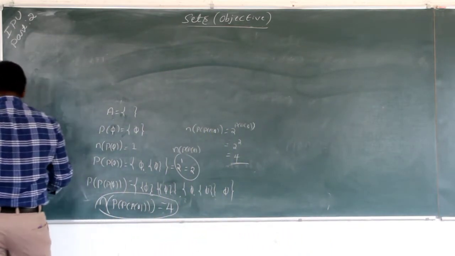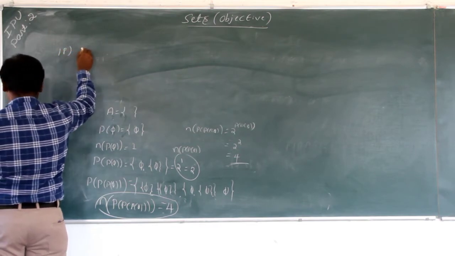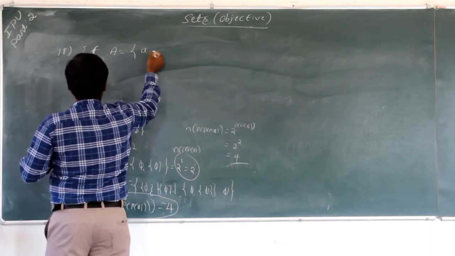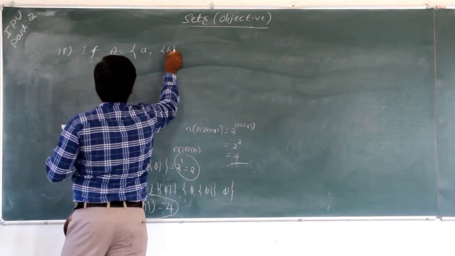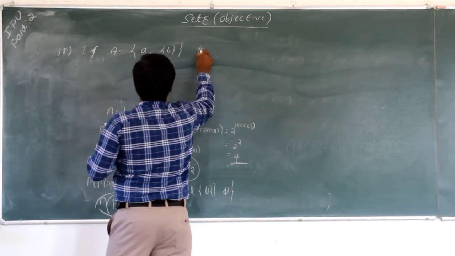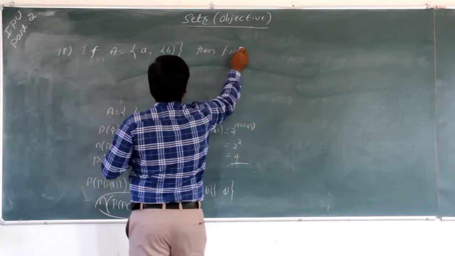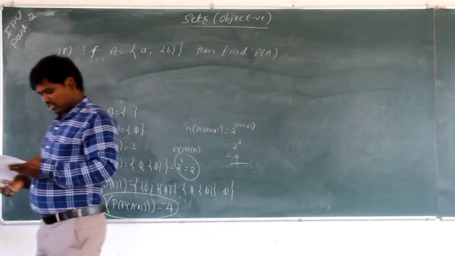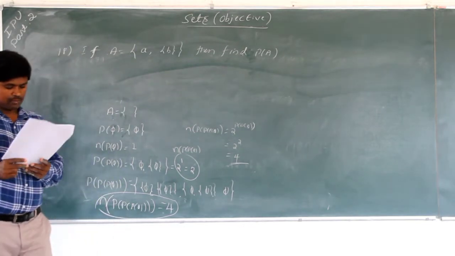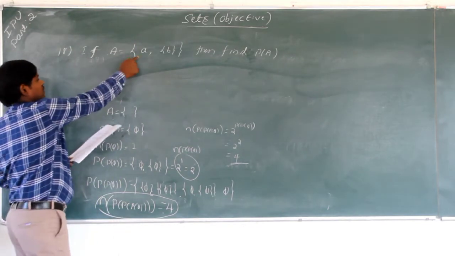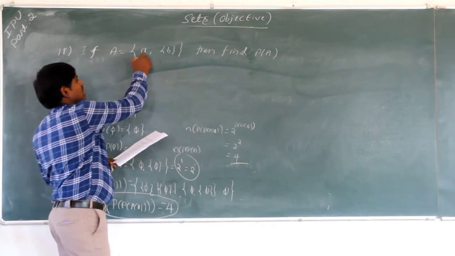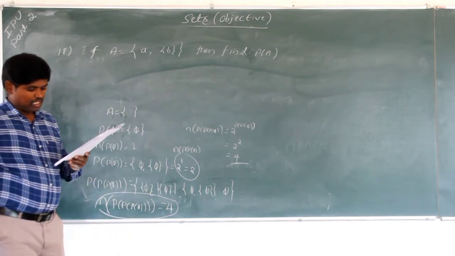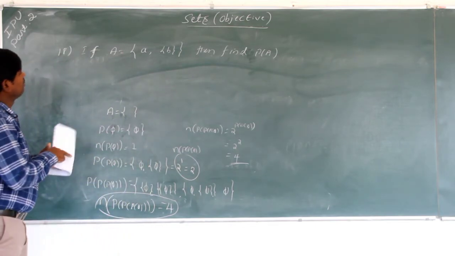So question number 18. If A is equal to the set with elements A and B, then find P of A. Okay. There is a small correction in the question. It is not pi, that is A. So to make the question correct, this is not pi, this is A. Then the P of A.